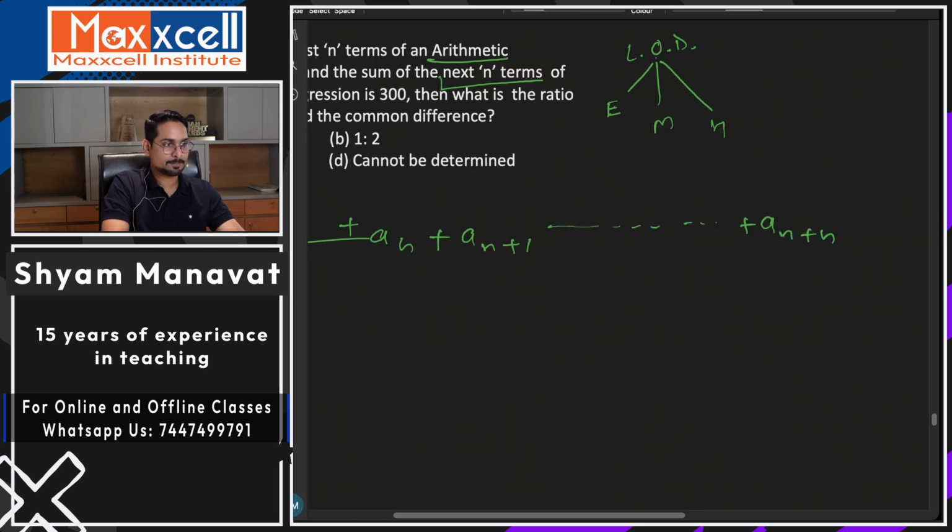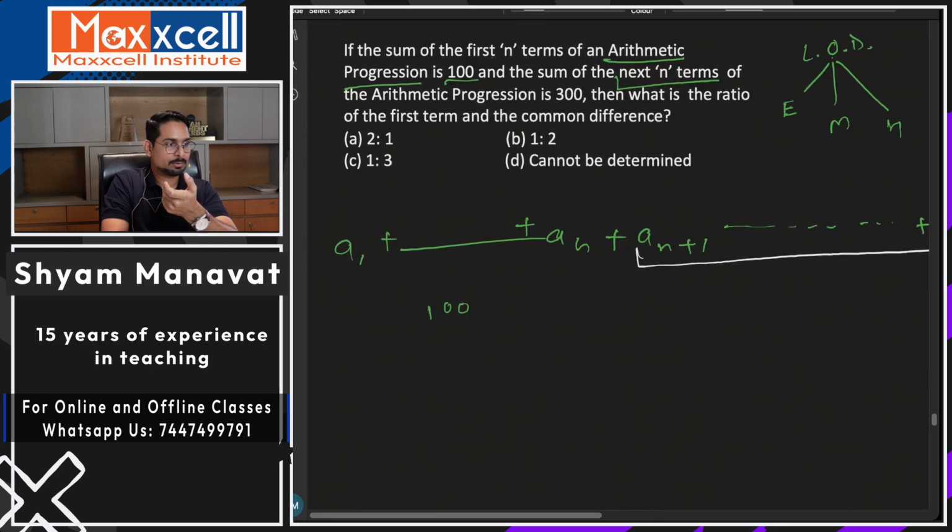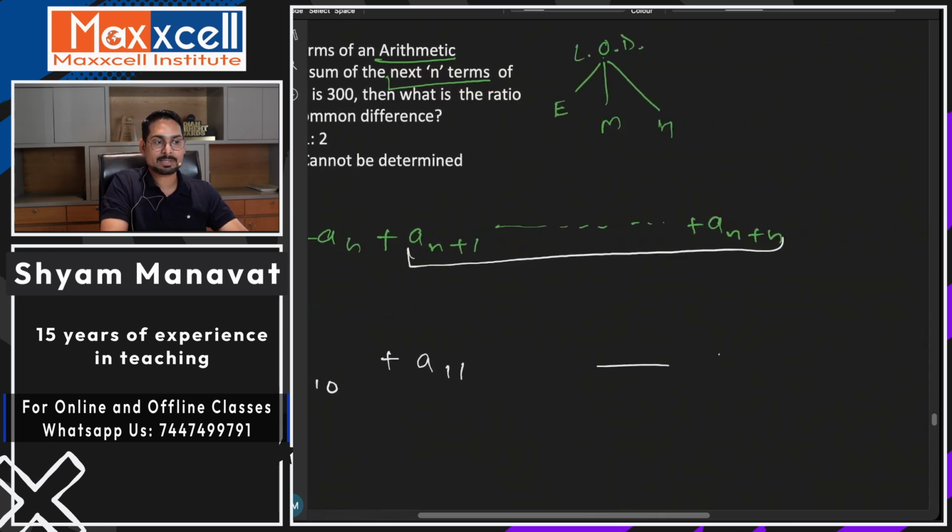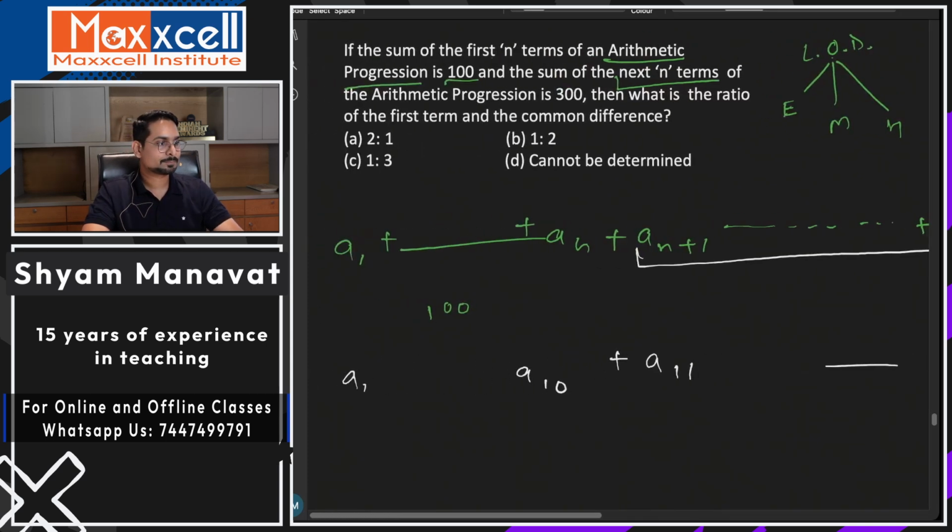Are you understanding that? For example, first 10 terms. तो क्या बोलोगे? a1 to a10. Now next 10 terms मतलब क्या बोलोगे? a11 से start करोगे, right? a11 to a20. Yeah. First 10 term and next 10 term. I hope this example is clear.